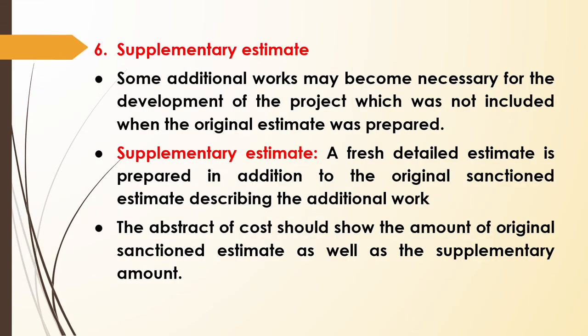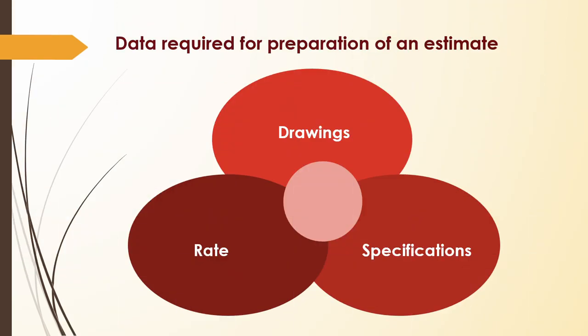Then the final one is the supplementary estimate. It is a fresh detailed estimate in addition to the original sanctioned estimate, describing the additional work. If any additional work is added to an already existing work, then we will provide a supplementary estimate. So these are the different types of estimates.